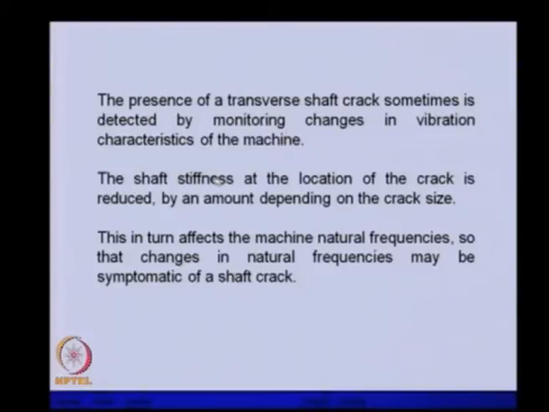The shaft stiffness at the location of the crack is reduced by an amount depending upon the crack size. That in turn affects the machine natural frequency, so a change in the natural frequency could be a symptom of the shaft crack, because the crack introduces flexibility in the shaft that changes the stiffness, and natural frequency is nothing but root k by m. So, if stiffness changes, we expect there will be a change in the natural frequency of the system.